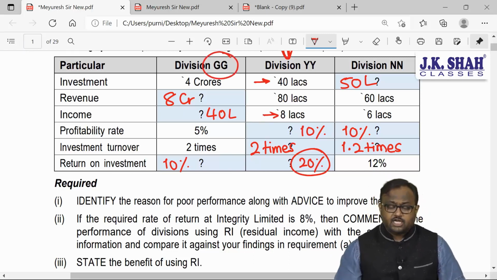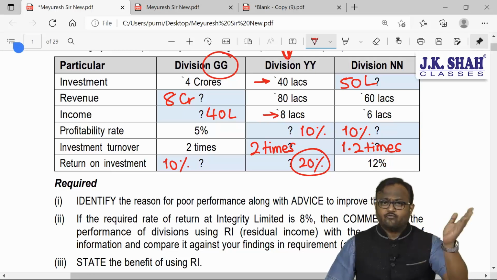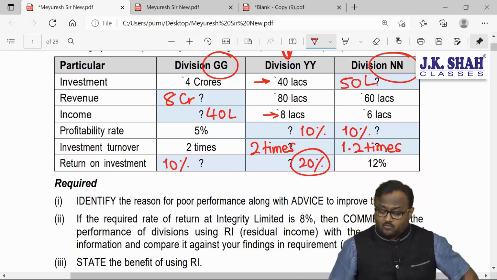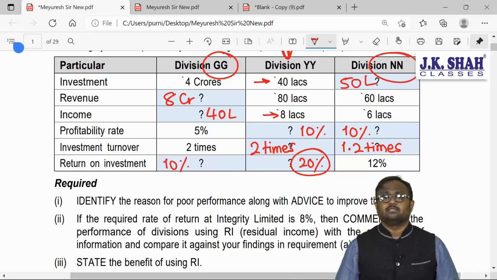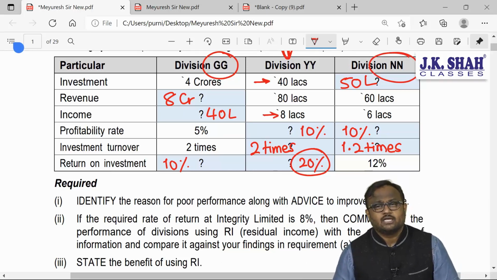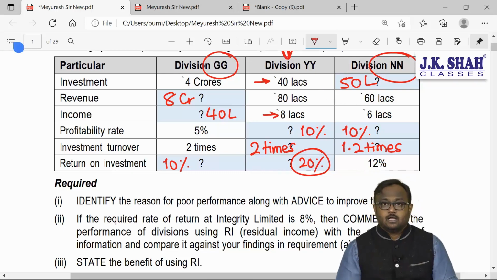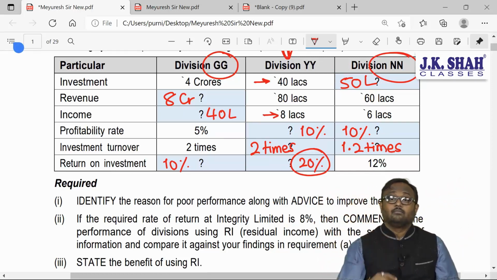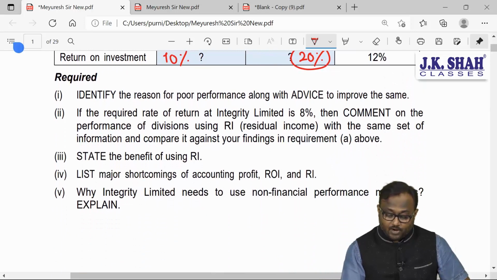So in case of GG, we need to improve profitability by applying value chain analysis so that we can remove all redundant activities, non-value added activities, and division NN, where profitability is reasonably good, but then asset turnover ratio is a concern for me. That means there is definitely some unproductive or additional investment lying in 50 lakhs. Try to trim it, try to reduce it. Automatically, if you reduce the investment part, profit being same, investment turnover ratio will improve. So that was your point number 1.